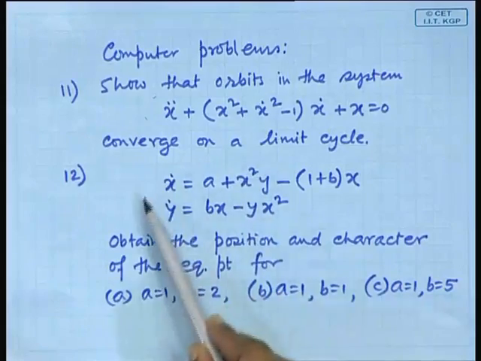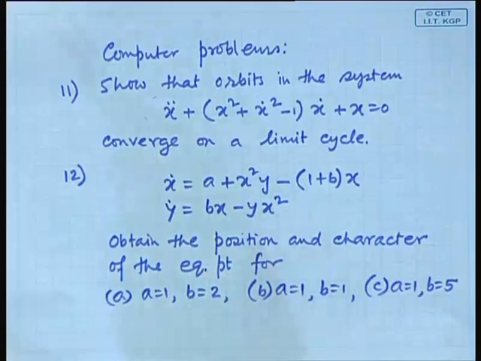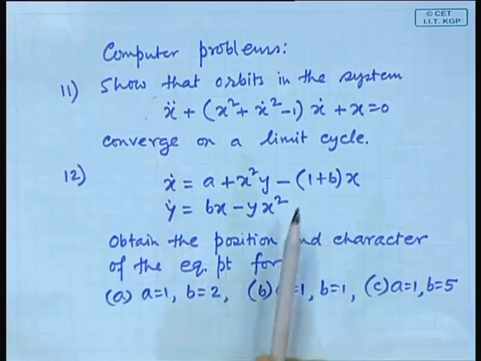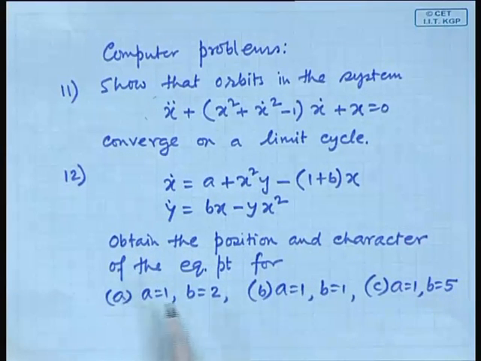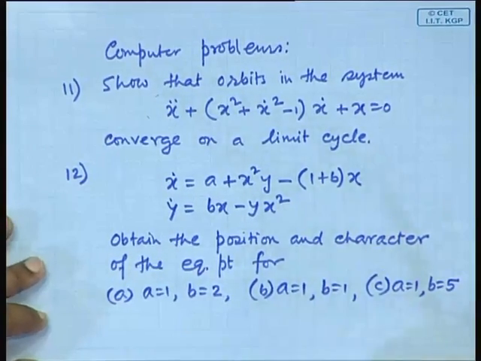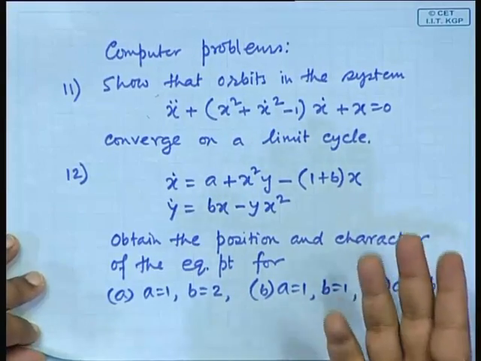In this case, you have a set of equations, again nonlinear differential equations. Now, position, you know already how to do it. Character of the equilibrium point means the character of the eigenvalues, but then you will have to find it for different values of the parameters a and b. So, these are the three possibilities. So, these are the problems that we will have to do for the last chapter on the nonlinear systems.